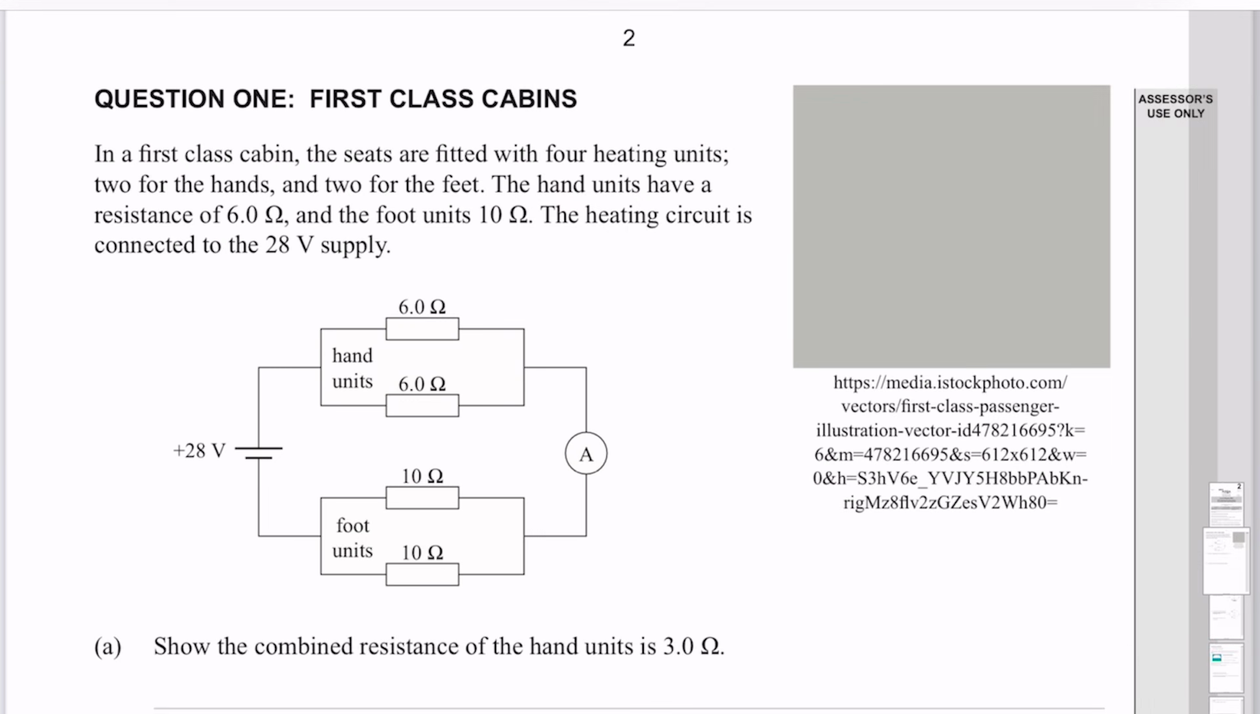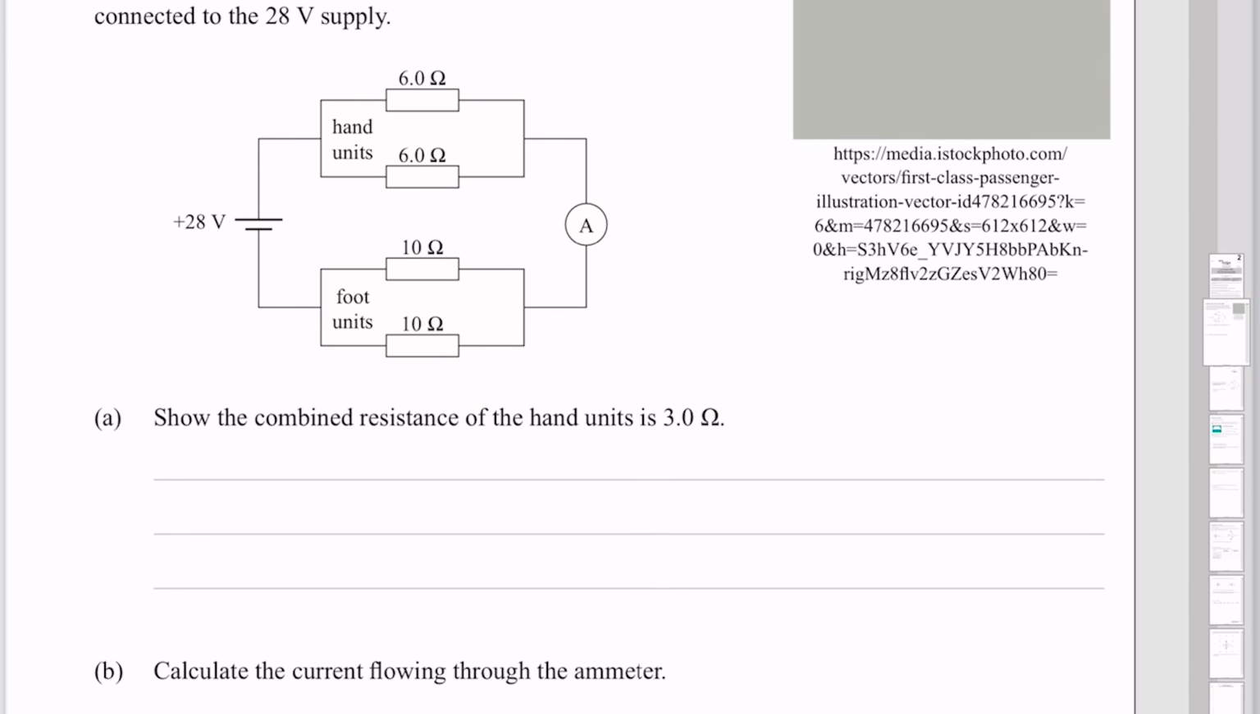Question 1. In a first-class cabin, the seats are fitted with 4 heating units, 2 for the hands and 2 for the feet. The hand units have a resistance of 6 ohms and the foot units 10 ohms. The heating circuit is connected to the 28-volt supply. Question A asks us to show the combined resistance of the hand units is 3 ohms.